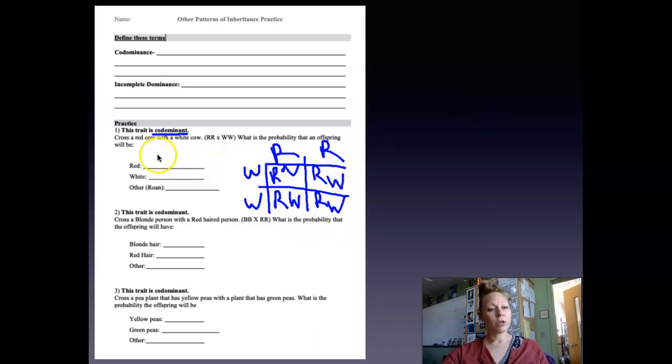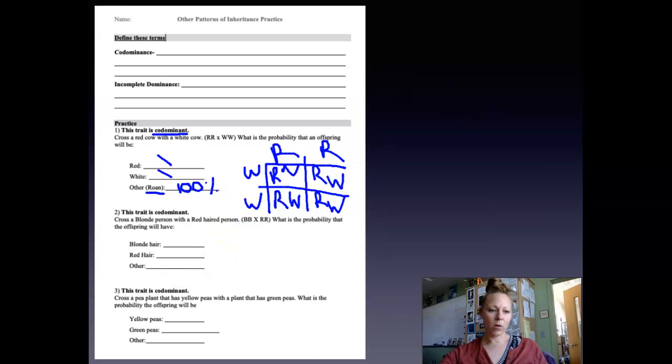We will have no red cows, no white cows, but we do have something called roan cows. A roan cow is a cow that is both red and white. It's like a red spotted cow. And so this is going to be 100%. And that's how we do codominance.